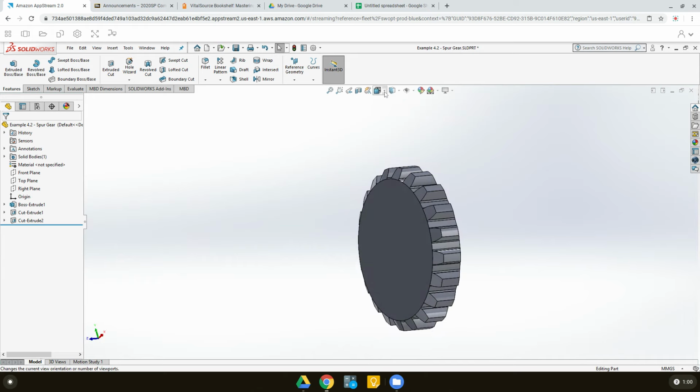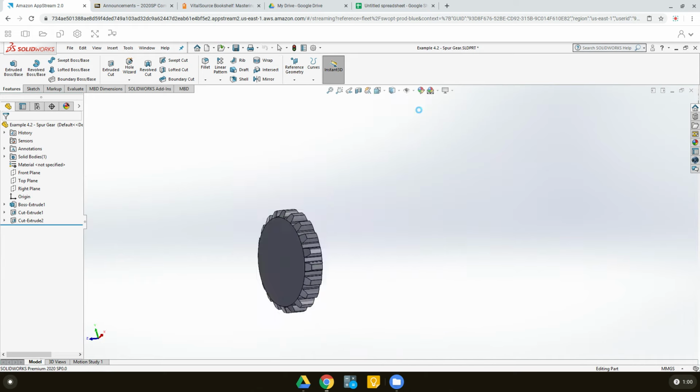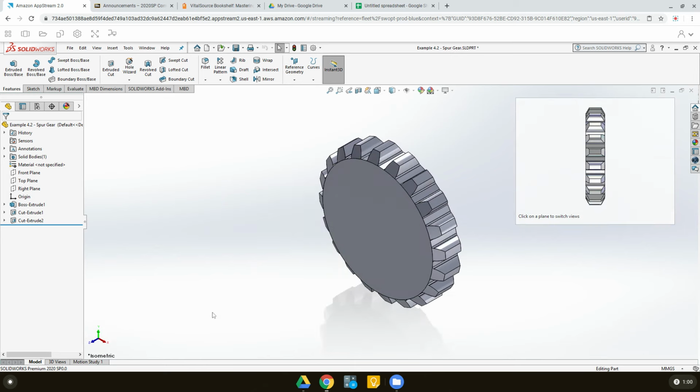I'm gonna put it in isometric orientation, and that is it. This is the end of this particular example, designing a spur gear in SolidWorks. So with this, I will stop here.